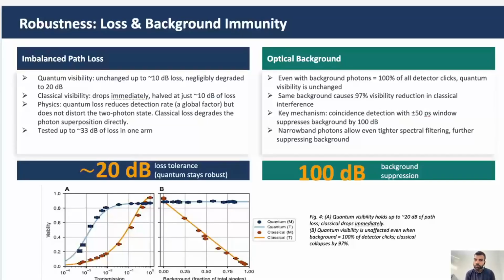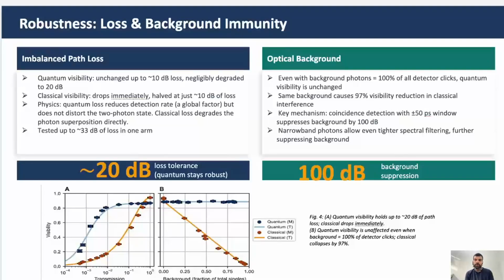Now, for the second test, which is optical background, the researchers literally shone a halogen lamp at their apparatus and progressively ramped it up. Even when the background photons made up 100% of the individual detector clicks, the quantum interference visibility was completely unchanged. So, how is this happening? The key is the coincidence detection window. The background photons are random and uncorrelated in time. For a background photon to register as an accidental coincidence, it would need to arrive within 50 picoseconds of a genuine signal photon.